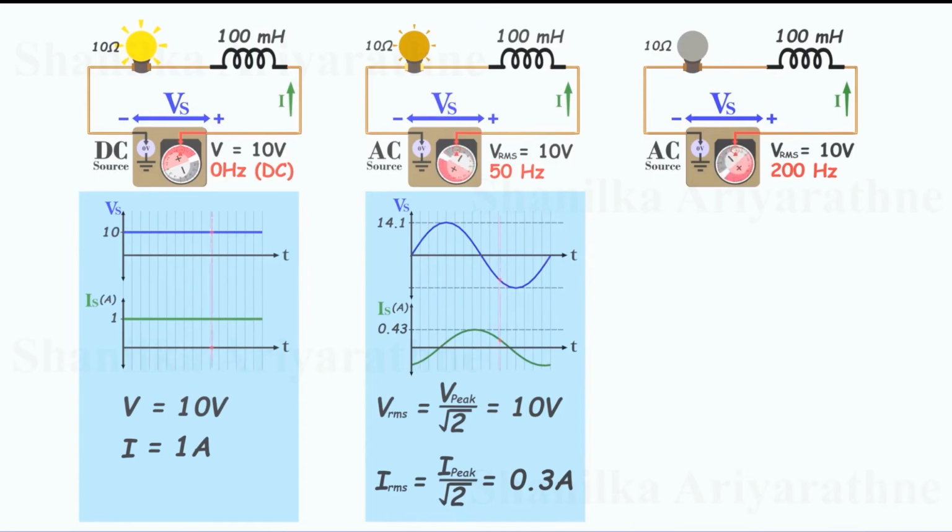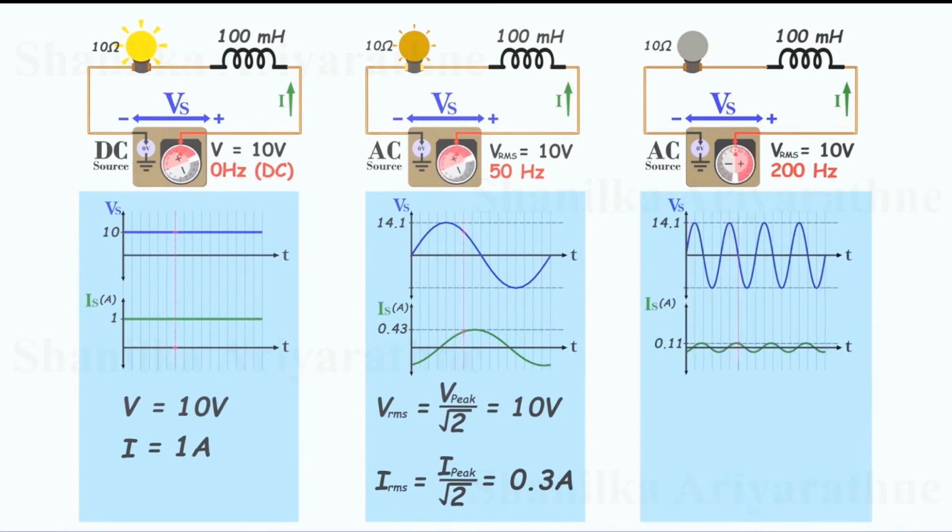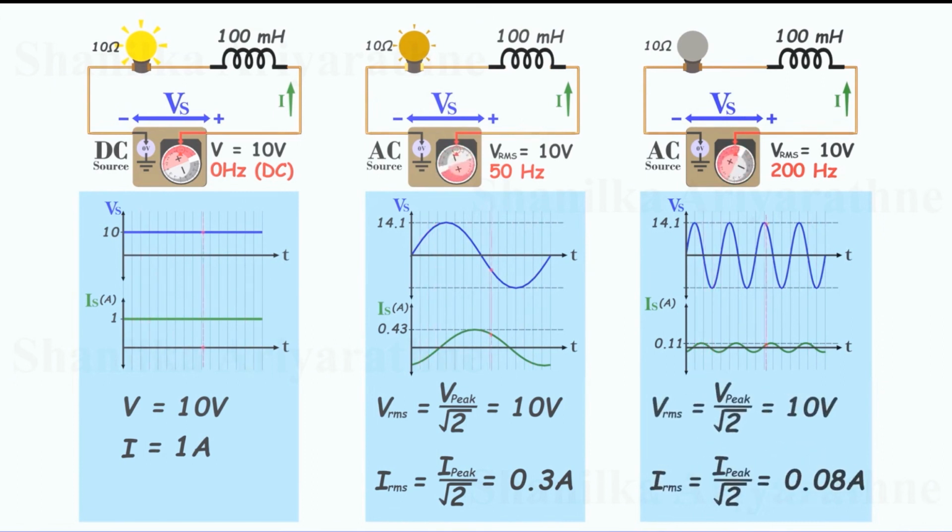Now let's increase the frequency to 200 Hz. Notice something interesting. The light bulb becomes almost completely dark. The peak current decreases even further, dropping to only about 0.11 amps. So even though the RMS voltage still stays at 10 volts, the RMS current decreases to about 0.08 amps. That's almost no current at all, which is why the bulb appears nearly dark.